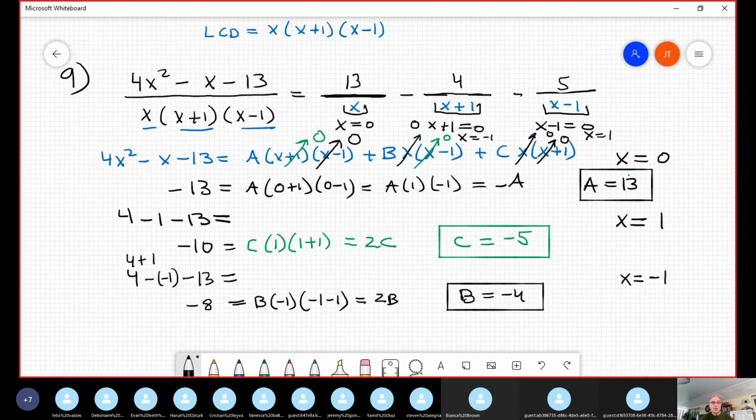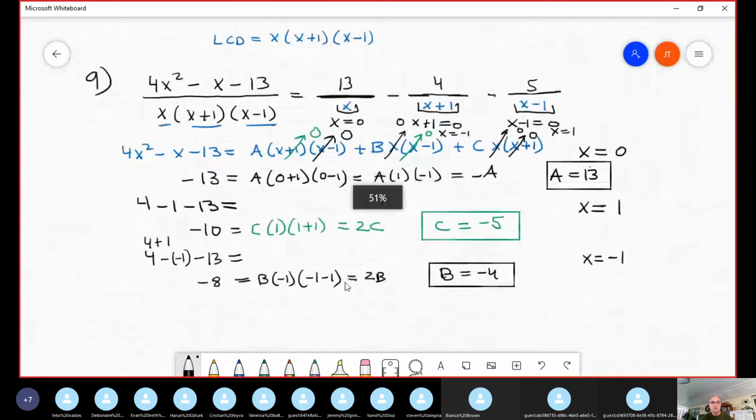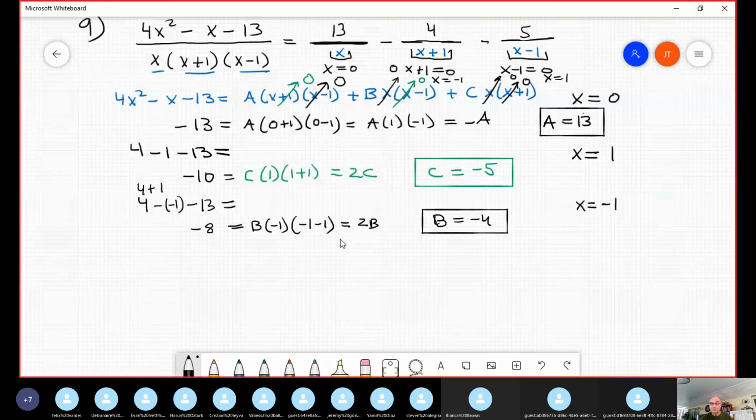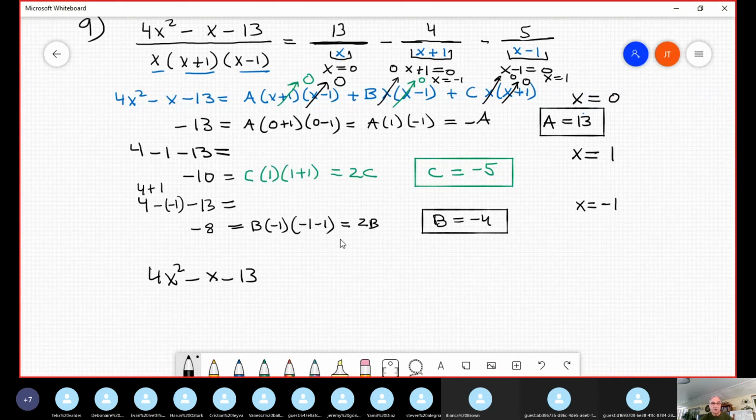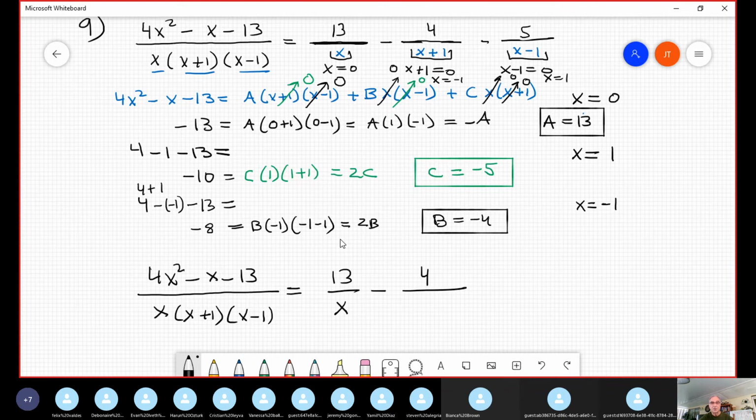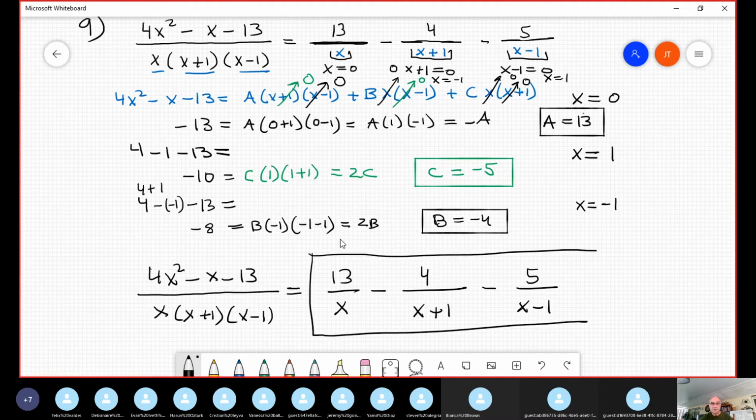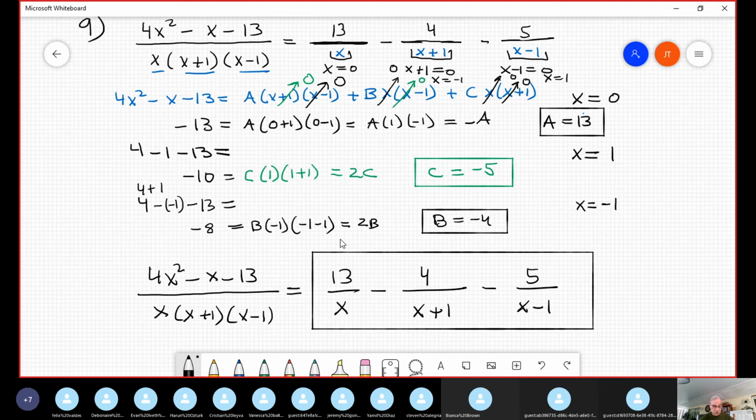Minus. Let me copy my famous final answer. My famous important final answer is: 4x squared minus x minus 13 over (x plus 1)(x minus 1) is equivalent, in partial fraction decomposition, to 13 over x minus 4 over x plus 1 minus 5 over x minus 1. And this is the final answer. It corresponds with option B. Option B.